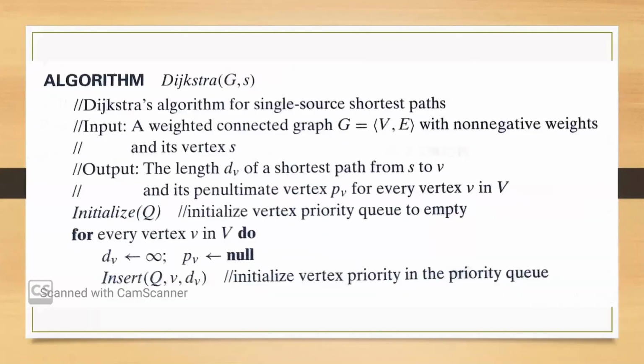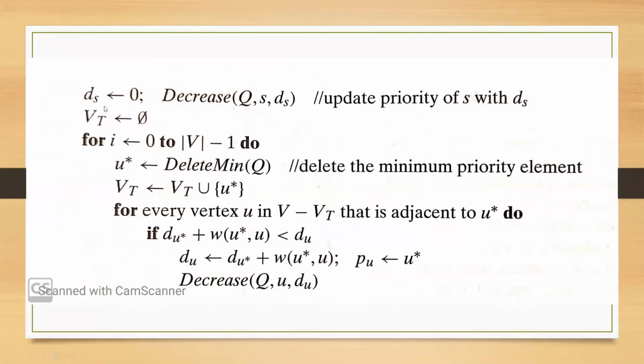Now what happens? Let us see. Take a set called Vt. Vt is nothing but the set of tree vertices. It is initially null because no vertex is selected at first.